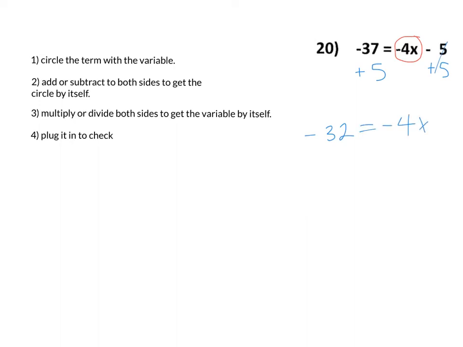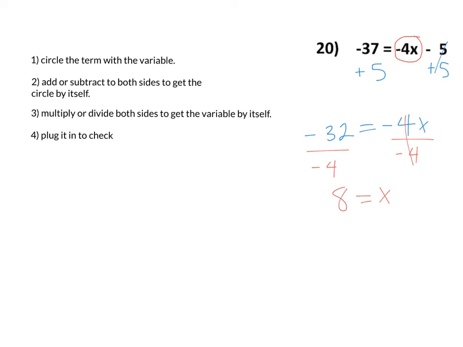Now I'm going to do the inverse of multiplying by negative 4. So the inverse of multiplying by negative 4 is dividing by negative 4. I'm going to do that to both sides. I'm going to get x is equal to negative divided by a negative is a positive. And 4 goes into 32 8 times.